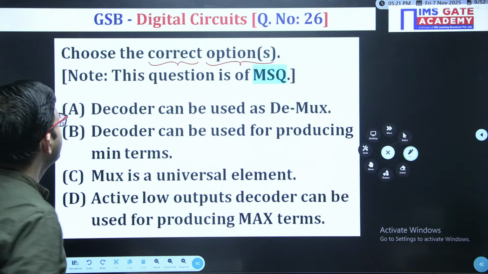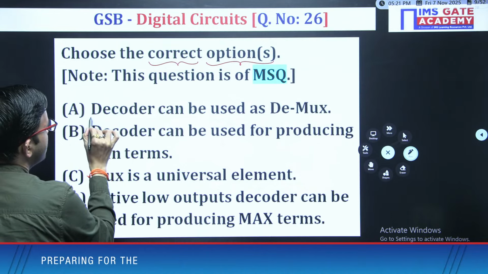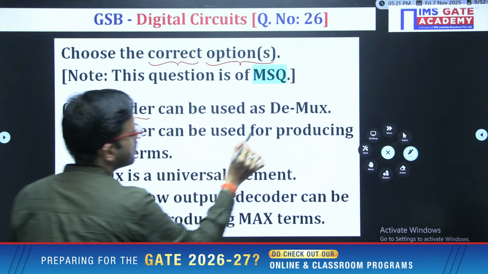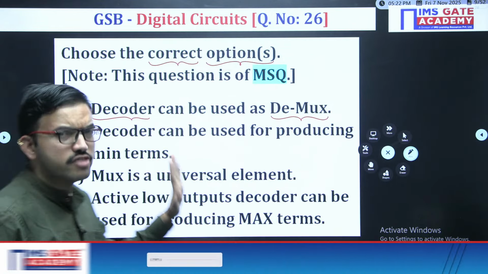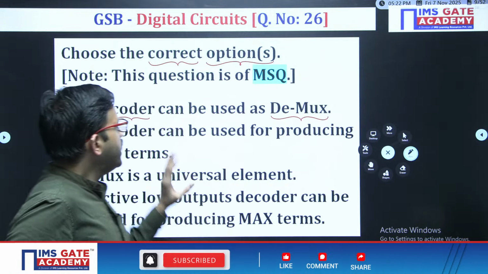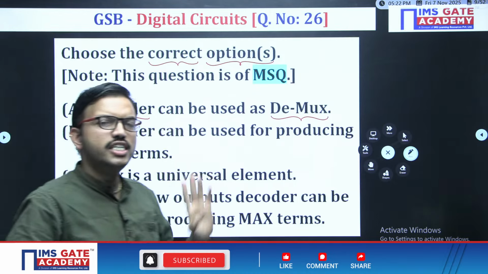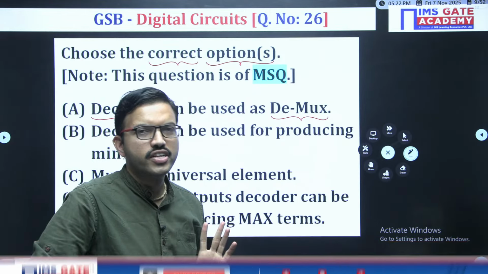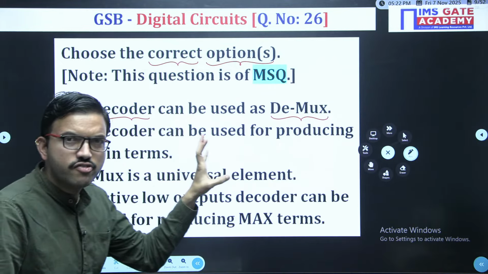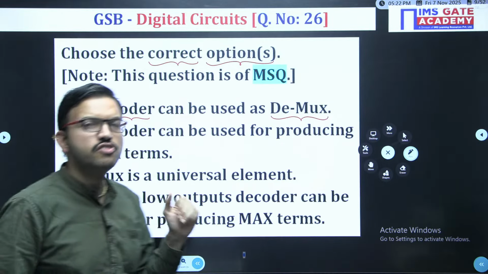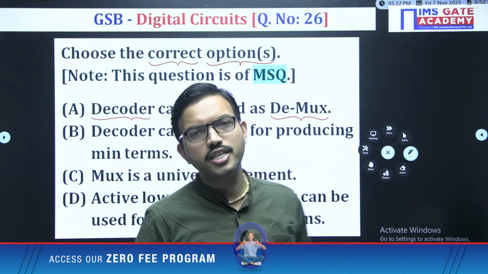Okay. So here the first choice you're having: decoder can be used as demux. Yes, we can utilize it. Decoder has a lot of applications. Functionality-wise, decoder and demux are different. Decoder means that at the input side you have a coded form, and with the help of this combinational circuit we perform the reverse operation, that means decoding.